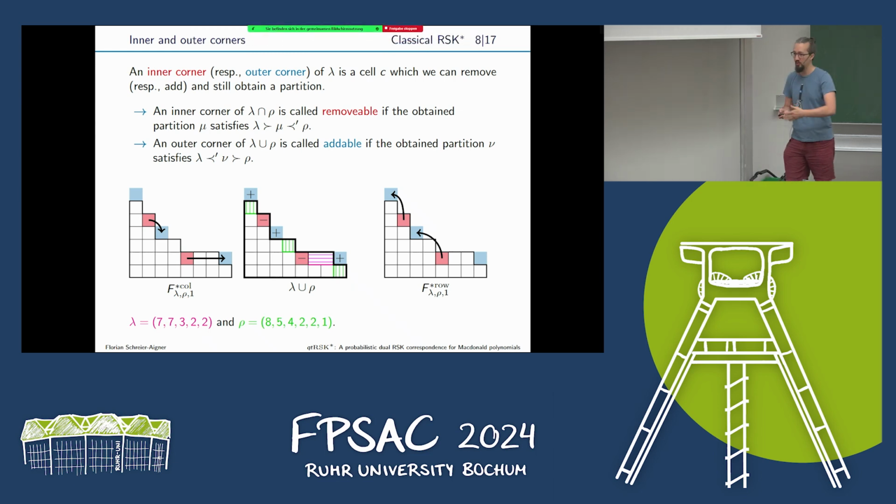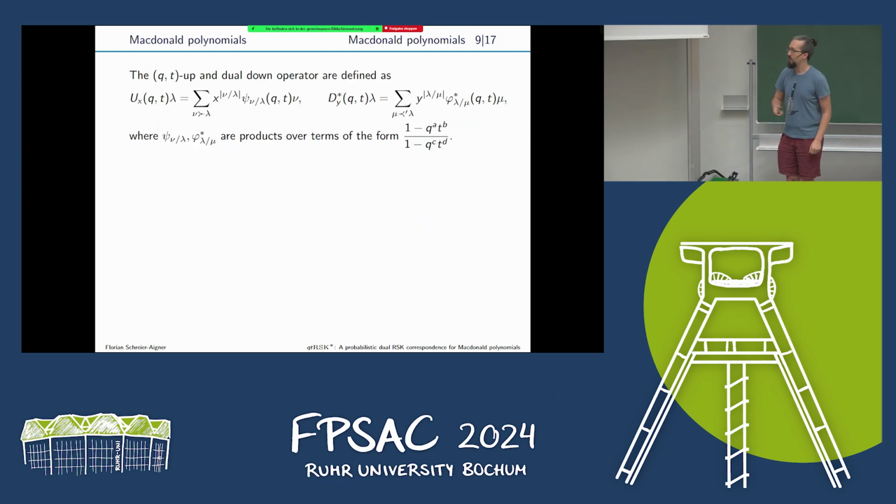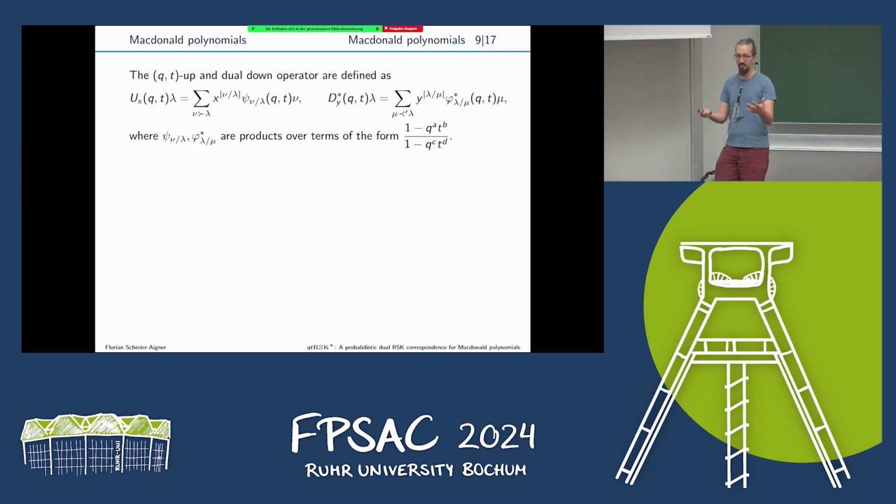Then, since we have this identification between the mu's and subsets of the removable ones, and the nu's and subsets of the addable ones, the insertion rule means just mapping removable boxes to addable boxes. There are two ways. We can do it either in the column insertion way, where you map a removable one to the next removable one in the next column, or in the row insertion way, where we map a removable one to the one in the next row. Okay, so this was about classical RSK.